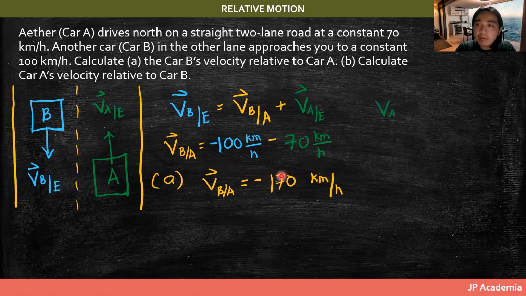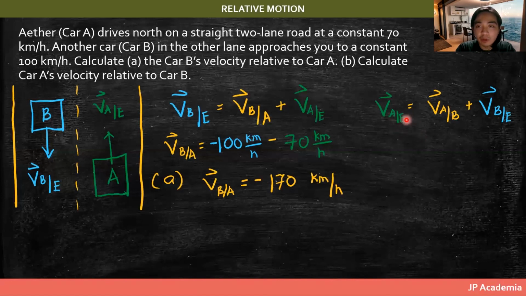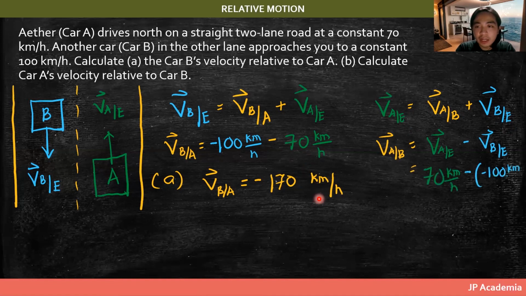Then for letter B, same method lang, but this time we want to find the velocity of car A relative to B. So, isipin mo na parang fraction lang ulit to, magka-cancel si B, then you will have A over E, which is known quantity, alam natin to, relative to Earth lang naman to, velocity of B relative to Earth, and isa lang yung unknown. Therefore, you can calculate VAB, velocity of A relative to B, which is positive 170 kilometers per hour.